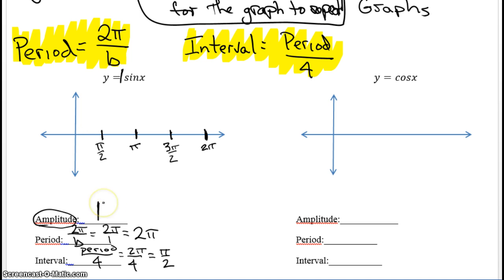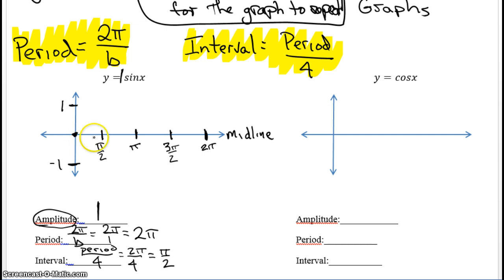Now the amplitude tells me how far above and how far below the midline. The x-axis right here is called the midline, the middle of the graph. And I will go 1 unit above and 1 unit below the midline. Now, the parent graph of the sine always begins at the origin. So I put a point at the origin.